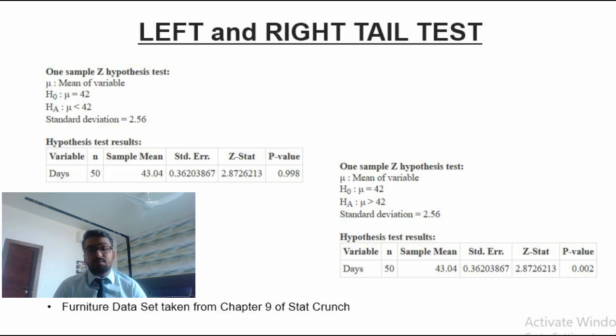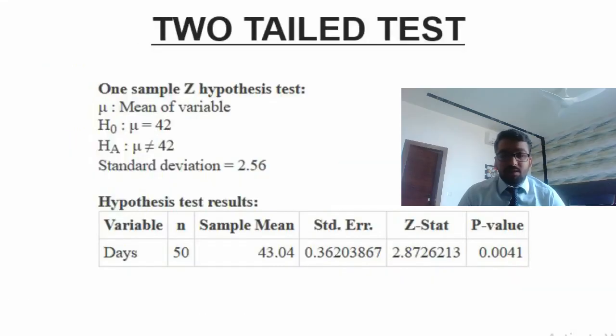Now coming to the right tail test. In the right tail test, we have a p-value of 0.002, which is way less than the alpha value of 0.05. This means we can reject the null hypothesis and state that mu is once again greater than 42. Now for the two-tailed test, we have received a p-value of 0.0041. This once again is less than 0.05, so we reject the null hypothesis and state that mu is indeed not equal to 42. It is either higher or lower, at least in a two-tailed test.